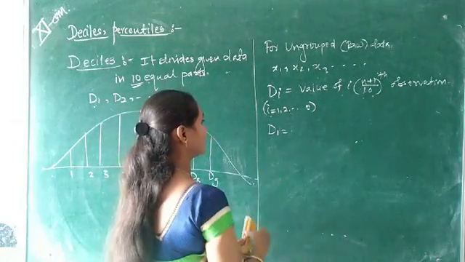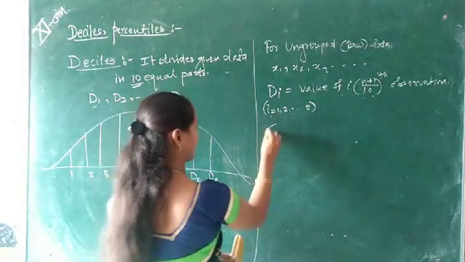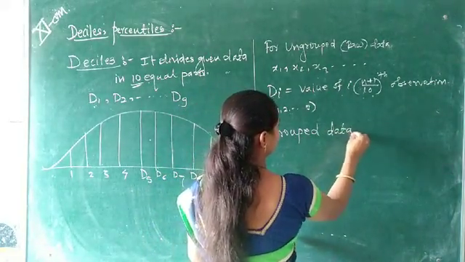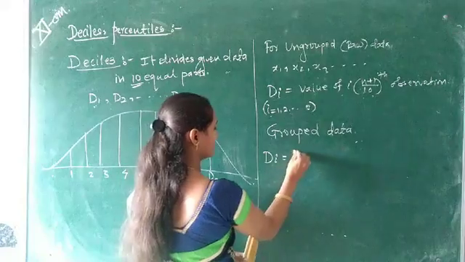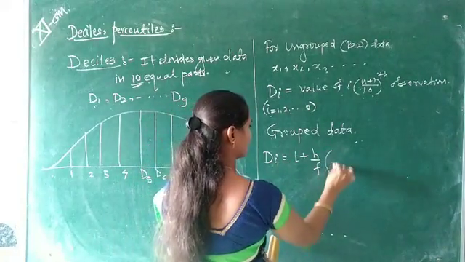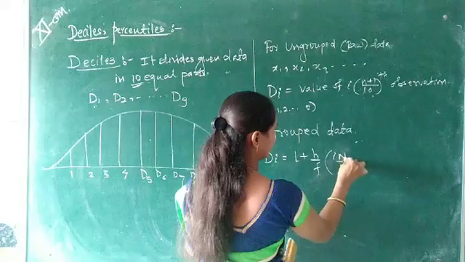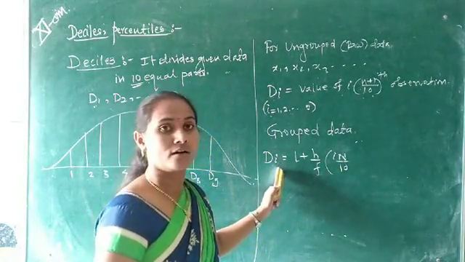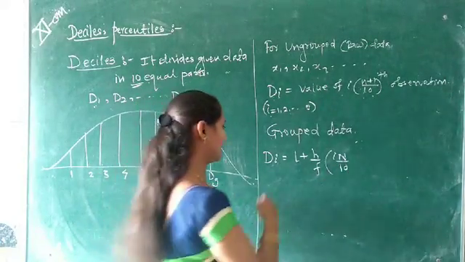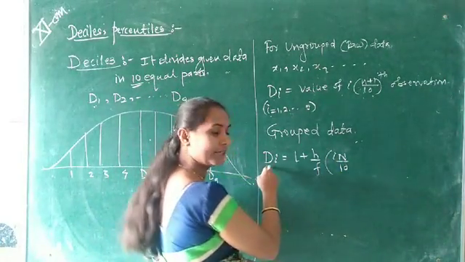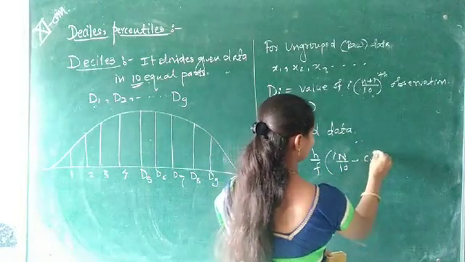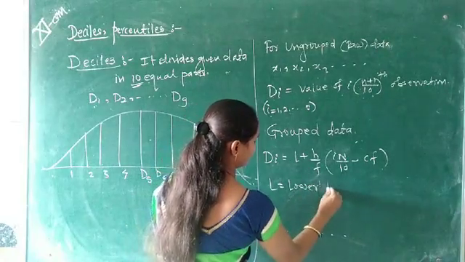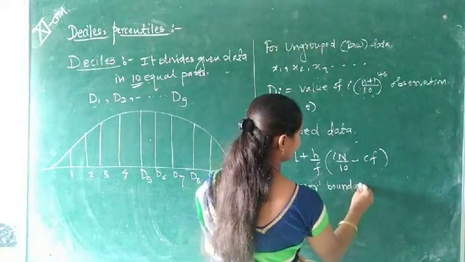Now, the formula for grouped data. For grouped data, that is Di is equal to, again it is the same, L plus h upon f into (i into N upon 10 minus CF). For quartiles, we write here divided by 4, and for finding deciles, we write here N upon 10. If we find D1, then N upon 10. If we find D2, that is 2N upon 10 minus CF, where L is the lower boundary of the class.